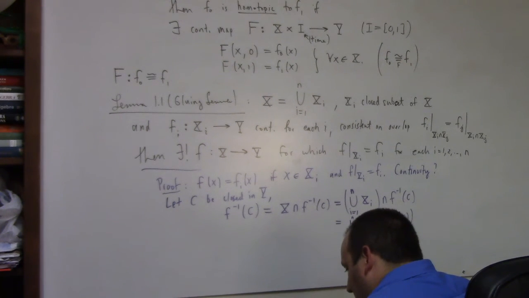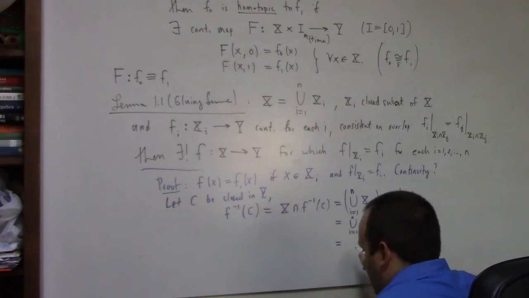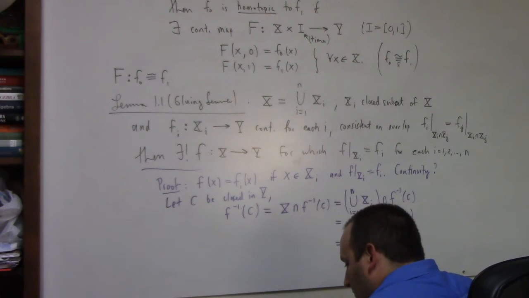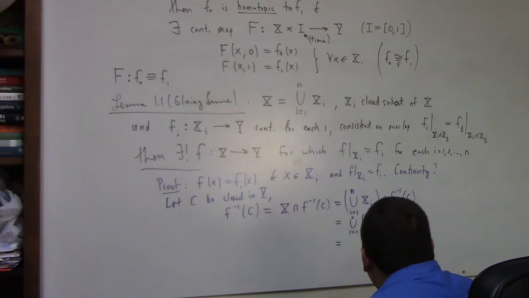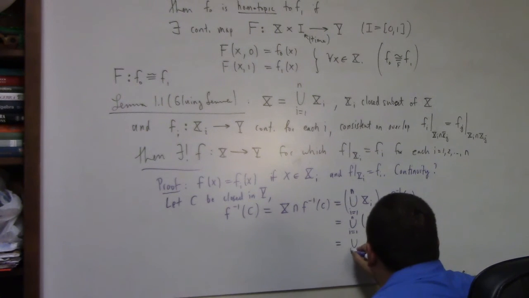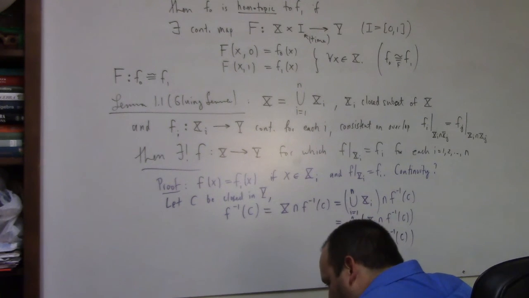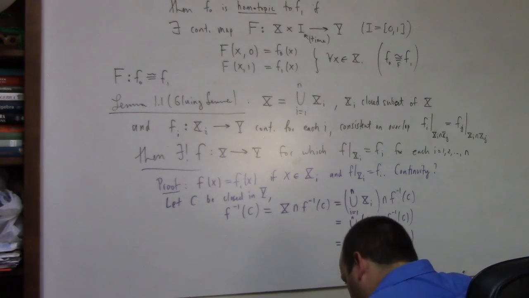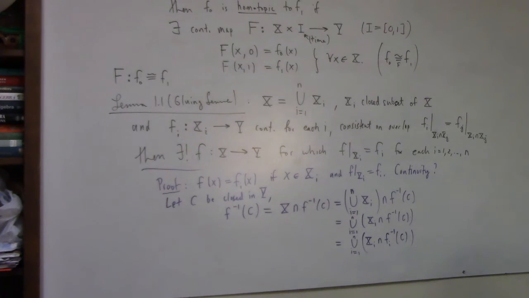And then he says that that is equal to, his next thing is to say that that's actually xi intersect with f inverse of C. Does that make sense? Why? Because when we're looking at the intersection of xi with f inverse of C, we're only on xi.